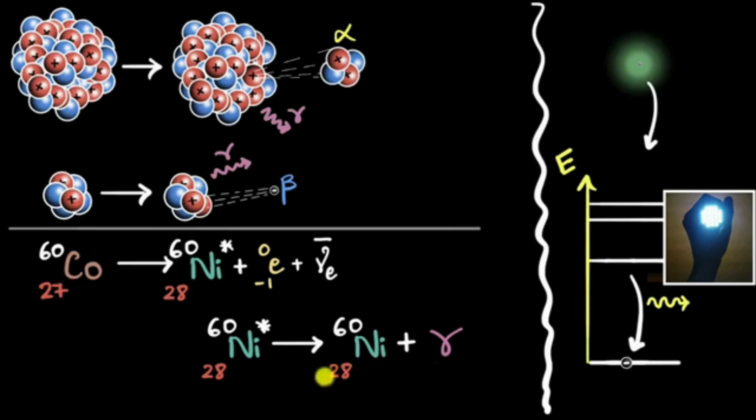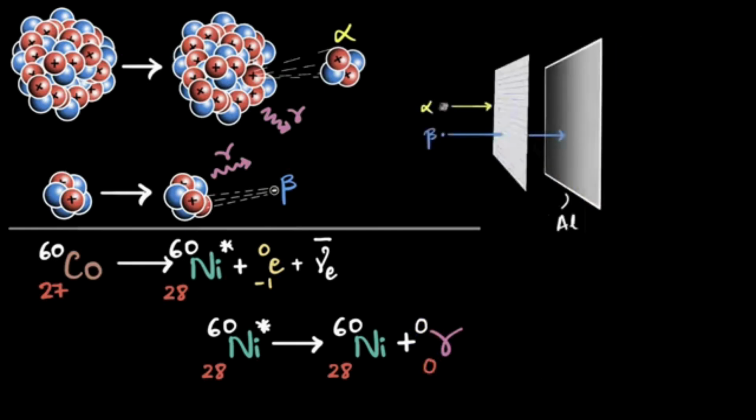And that's why, just to denote there are no changes in the proton or the neutron number, we will put a 0 here and a 0 here as well. And the last comparison we want to make is its penetrating power.